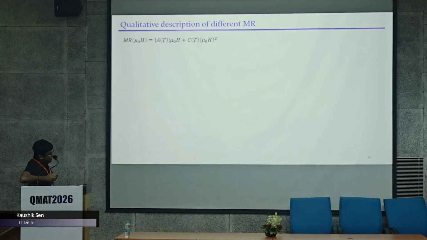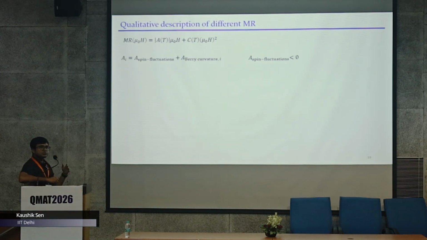Of course the sign change can happen because of the linear term. The other term is h square, and the coefficient for the linear term comes from spin fluctuations, as I told you, and also the Berry curvature. But the parameter for the spin fluctuations is always negative. It's not positive at all. So if there is a change in sign in A, it must be happening through Berry curvature.